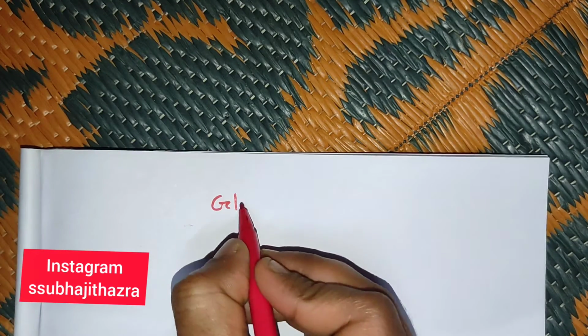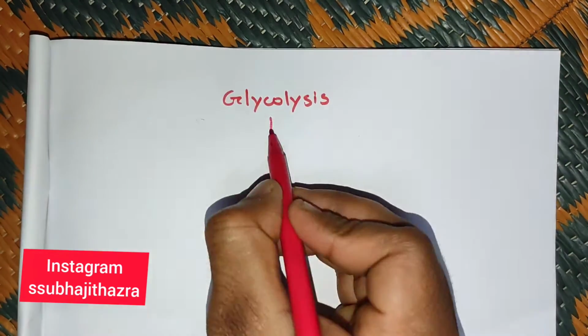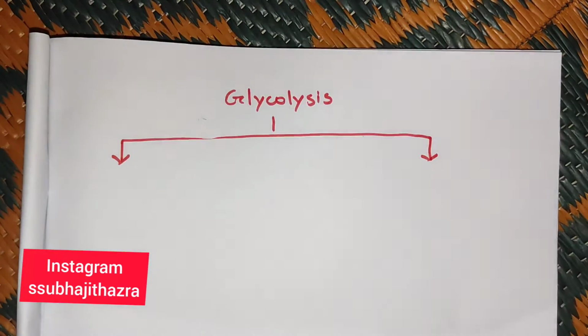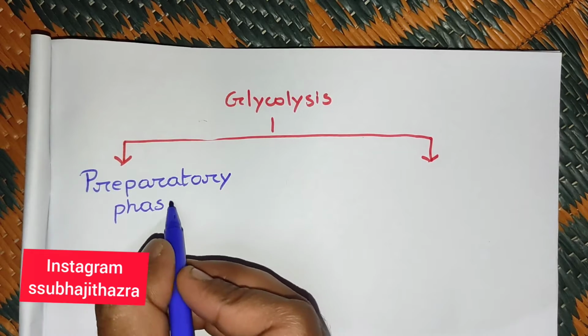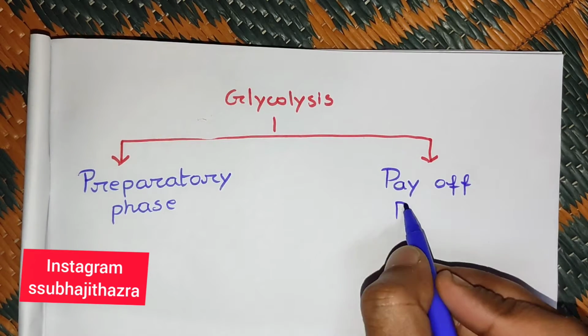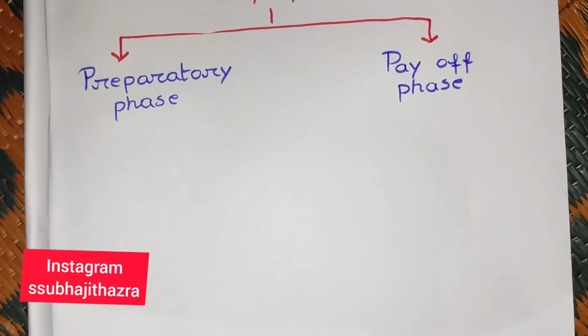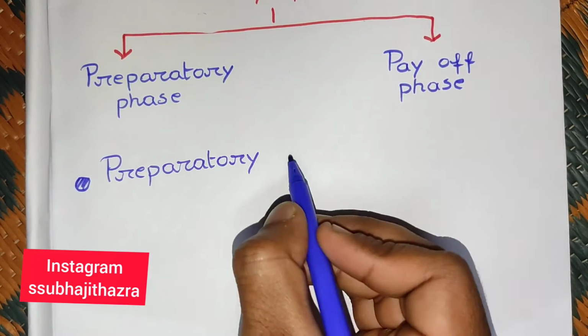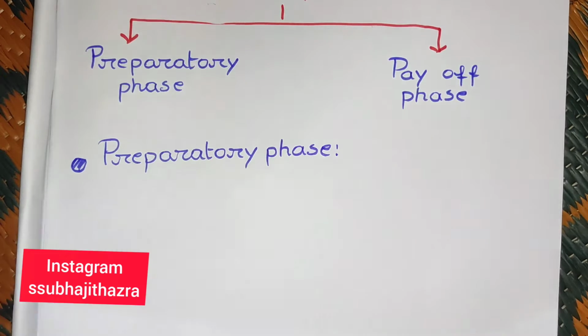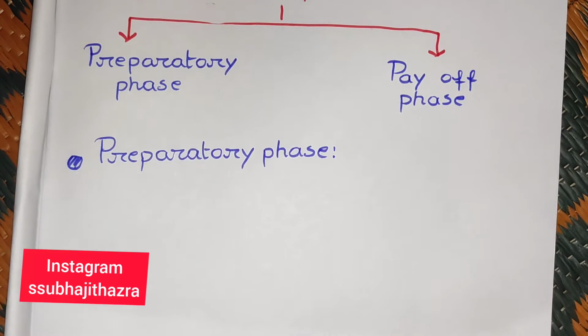So as we know, glycolysis is a process in which the breakdown of glucose occurs in the presence of certain enzymes to generate NADH and ATP. The two phases of glycolysis are the preparatory phase and the payoff phase. In this video we discuss the preparatory phase. We already covered what the preparatory phase is in the earlier videos, so please check out the earlier video.